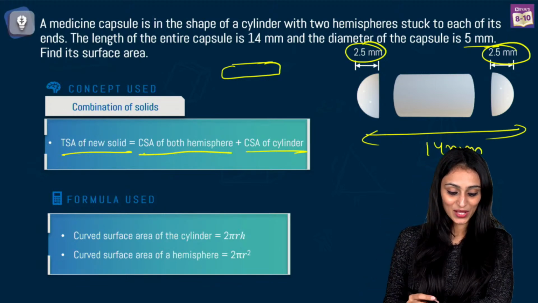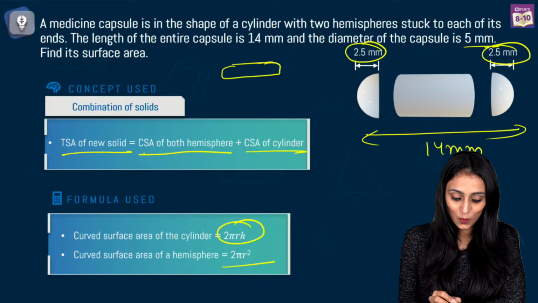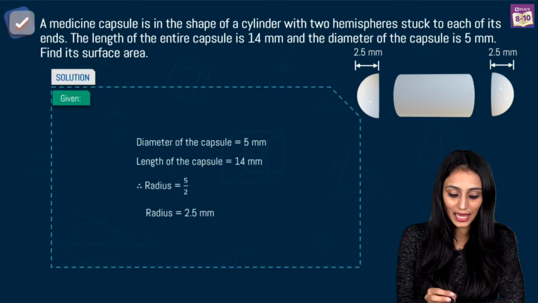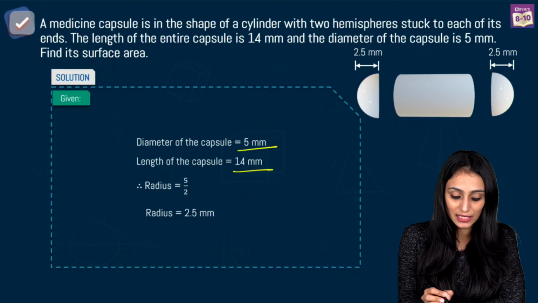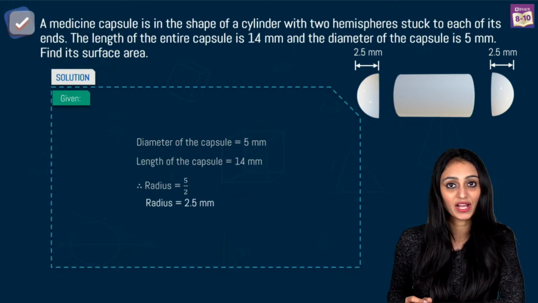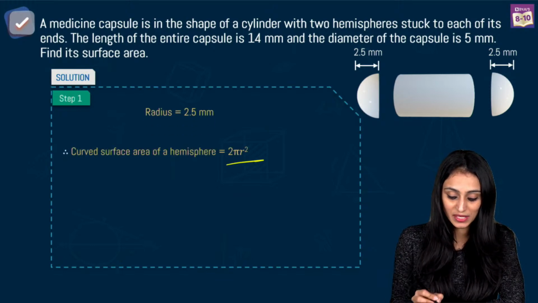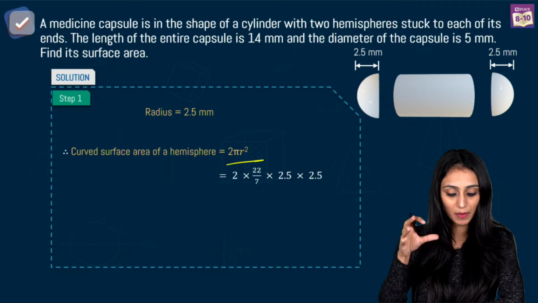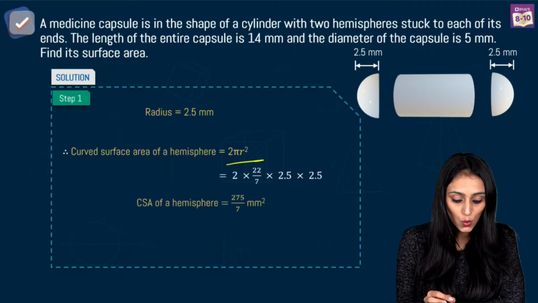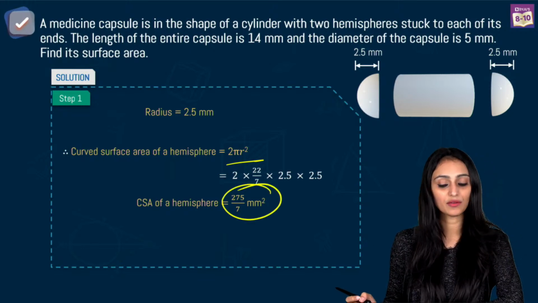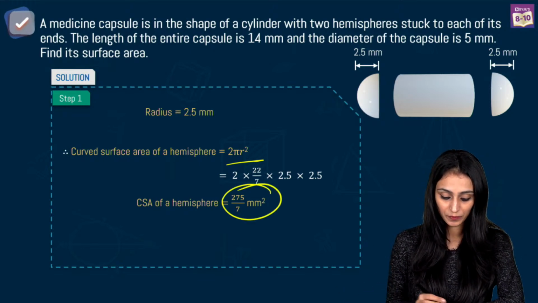Thank you, Kira. So what is the curved surface area of cylinder? That's 2 pi r h and curved surface area of hemisphere is 2 pi r square. Okay. So simply diameter of capsule is 5 millimeters, length is 14 millimeters, radius would be 2.5 millimeters. Right? Now, curved surface area of hemisphere 2 pi r square. Put all the values, pi is 22 by 7. You get 275 by 7 millimeter square. That's the curved surface area for a hemisphere over here.